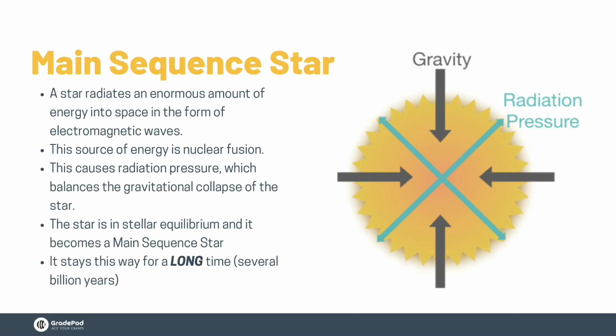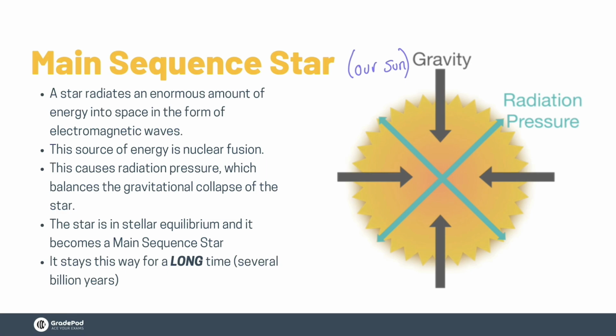And once we've got this nuclear fusion going, the protostar turns into a main sequence star. And that's what our sun is right now. Our sun is a main sequence star. What does that mean? Well, it radiates an enormous amount of energy into space in the form of electromagnetic waves.